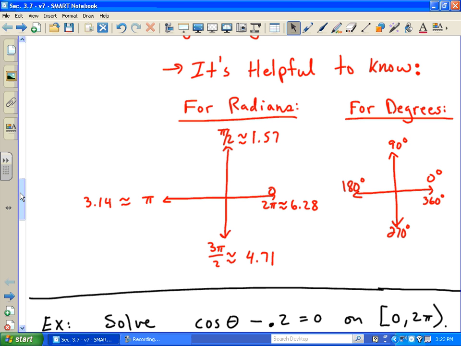For degrees, you pretty much already know this, but know where 0, 90, 180, 270, and 360 are located, so that if you are in degree mode, then you know which quadrant the calculator's giving you an answer in. So let's look at an example.